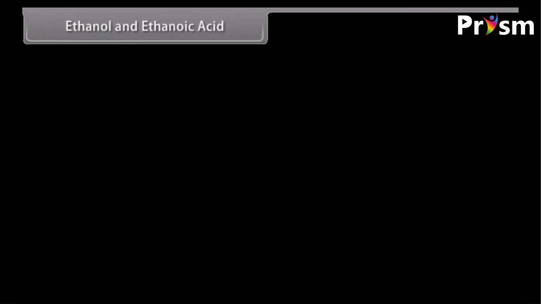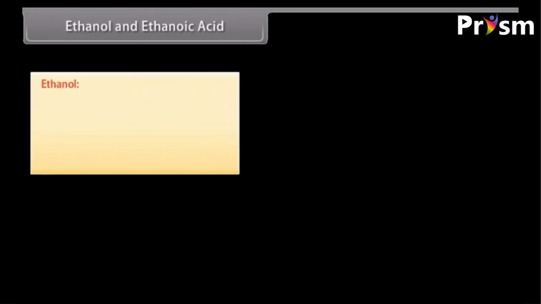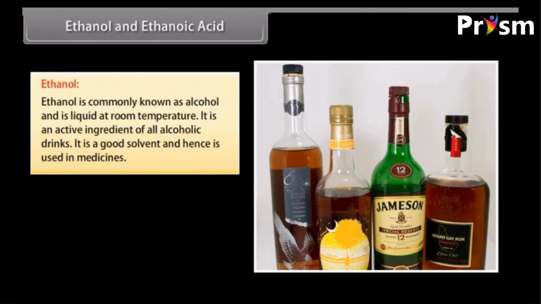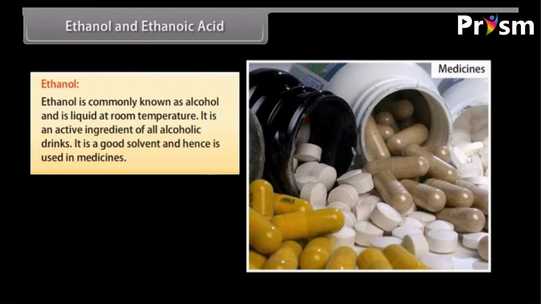Ethanol and ethanoic acid. Ethanol. Ethanol is commonly known as alcohol and is a liquid at room temperature. It is an active ingredient of all alcoholic drinks. It is a good solvent and hence is used in medicines. Consuming small quantities of dilute ethanol leads to drunkenness, but intake of a small quantity of pure ethanol can lead to death.